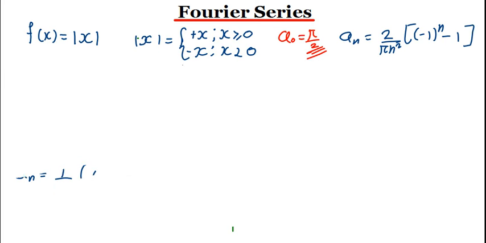Then when it comes to b sub n, b sub n is going to be equal to 0. You can try it on your own. I'm going to leave that part for you. It will actually give you a 0.